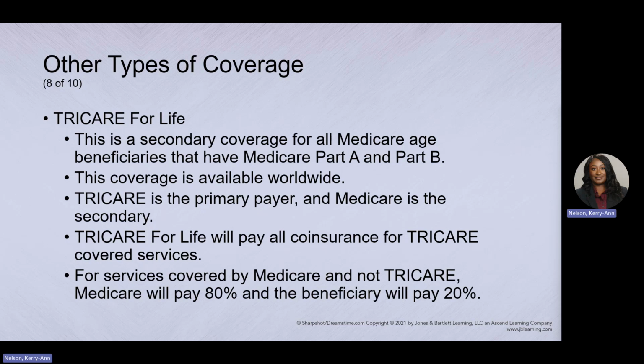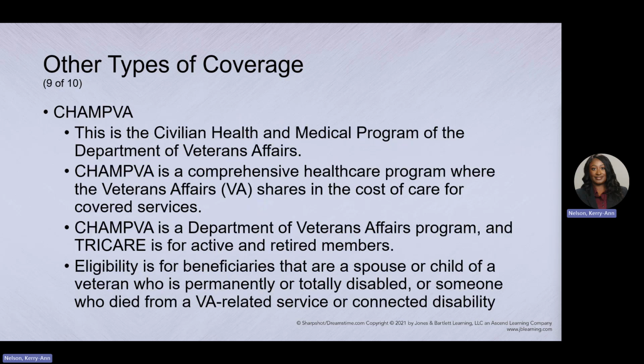TRICARE for Life is a secondary coverage for all Medicare age beneficiaries that have Medicare Part A and Part B. This coverage is available worldwide. TRICARE is the primary payer and Medicare is a secondary. TRICARE for Life will pay all coinsurance for TRICARE covered services. For services covered by Medicare and not TRICARE, Medicare will only pay 80% and the beneficiary will pay 20%.